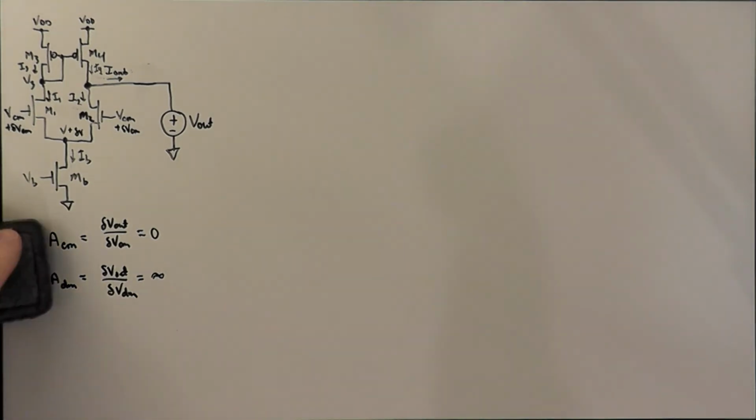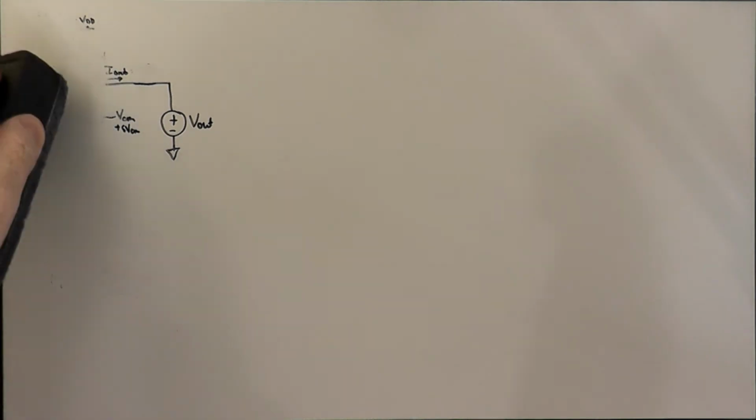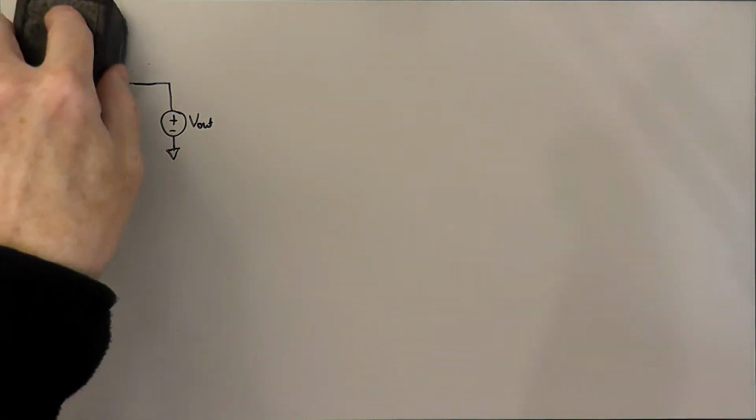Okay, so we're going to take the circuit apart and consider how the early effect comes into play for the current mirror, the PMOS current mirror, and for the differential pair. So let's think about the differential pair first. So here's the diff pair.